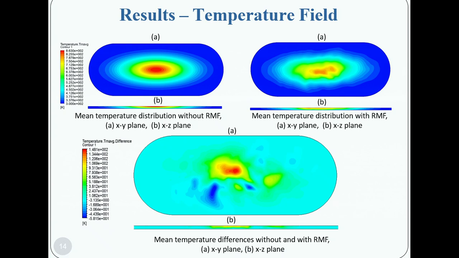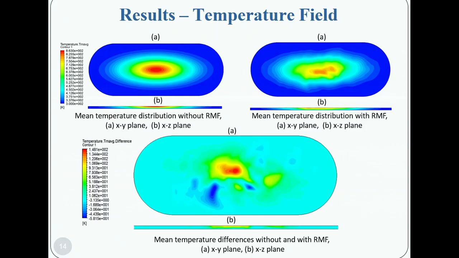So on the left figure here, there is a temperature distribution, a temperature contour without magnetic field. So you see a high temperature spot in the center with temperature reaching, I forgot the number, something above 800 degrees Kelvin. When we applied the magnetic field, this hot spot significantly decreased. It didn't disappear completely, but it is much less hot.